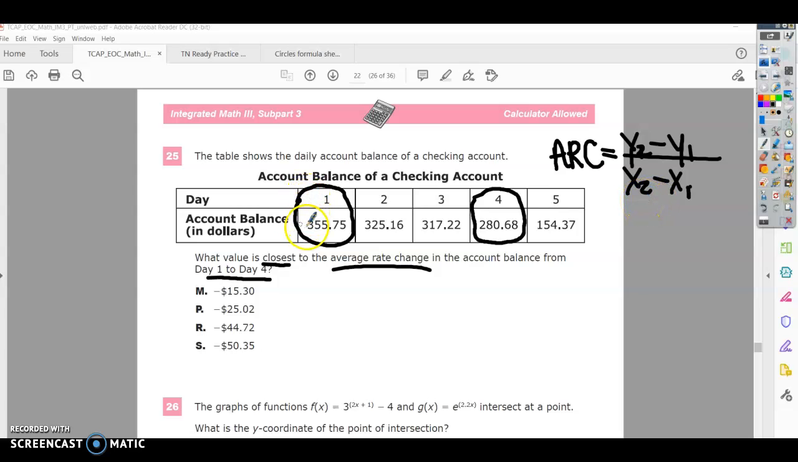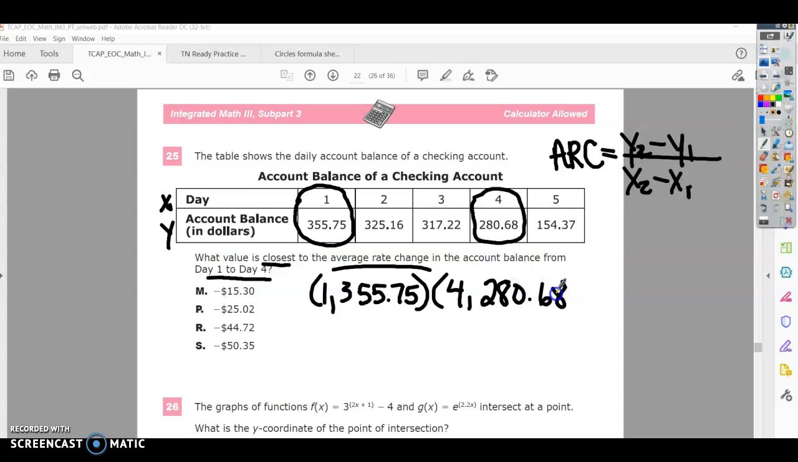So we have an x and a y. This is our x, this is our y. And so we have two ordered pairs. Our first ordered pair is (1, 355.75), and our second ordered pair is (4, 280.68). This is just simply plugging numbers in. So we can call this x1 and y1 from our first point, and this is x2 and y2 from our second point.